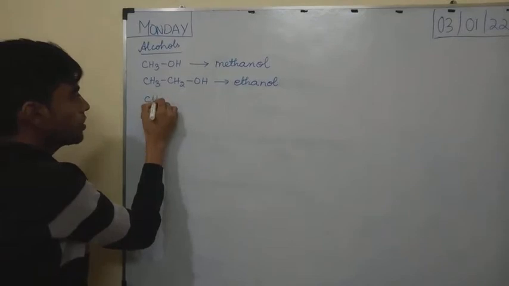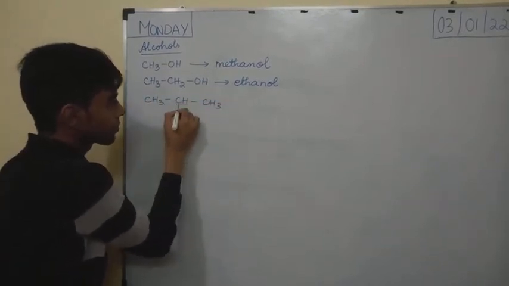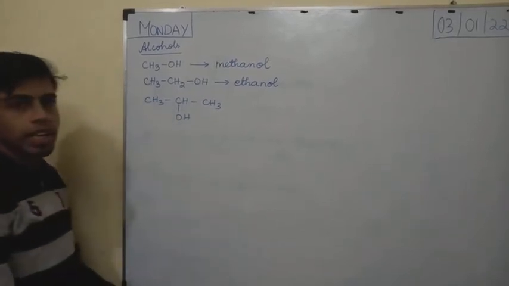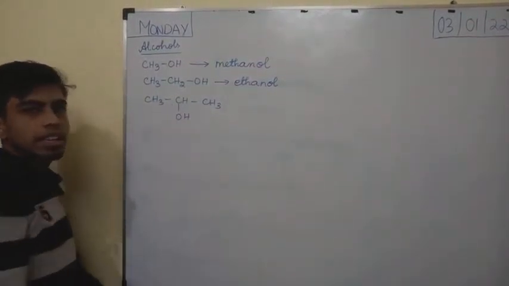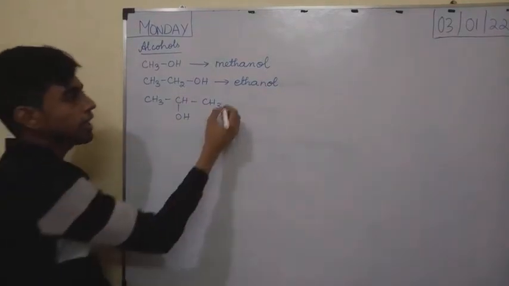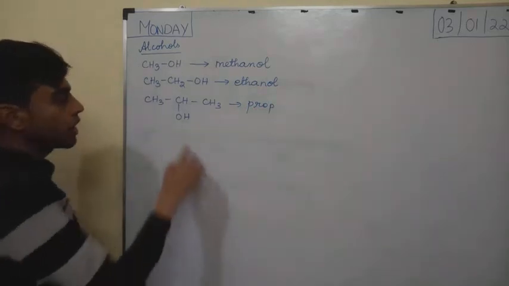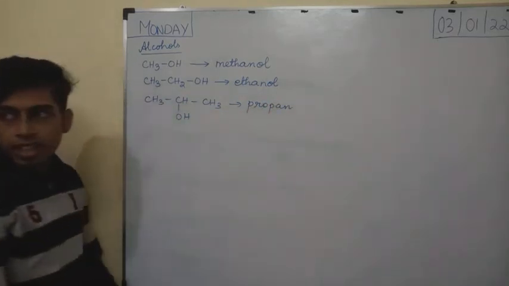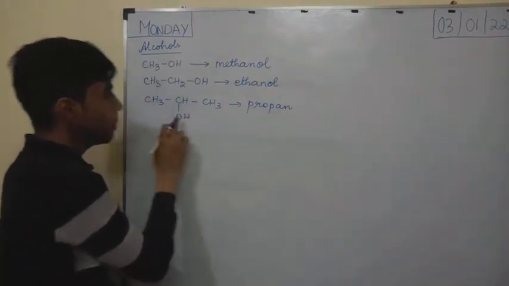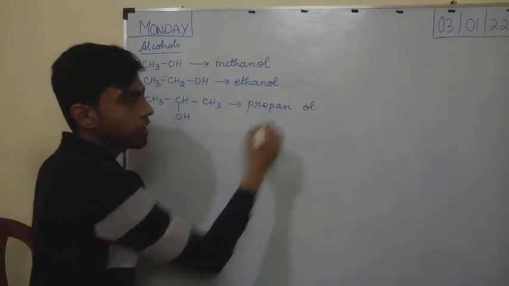Okay. Suppose you get a compound like this. How many carbons are there? Three carbons. Three carbons means it is prop. Okay. Single bond is present. Single bond means it is ane. But an alcohol group is present, so you have to add the suffix OL.